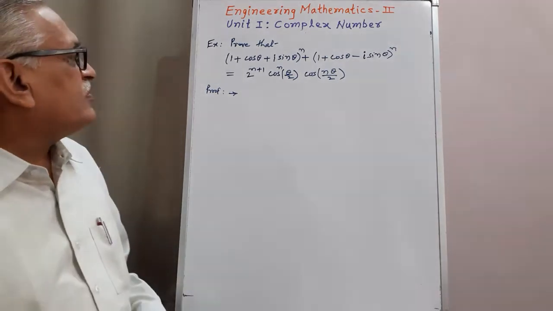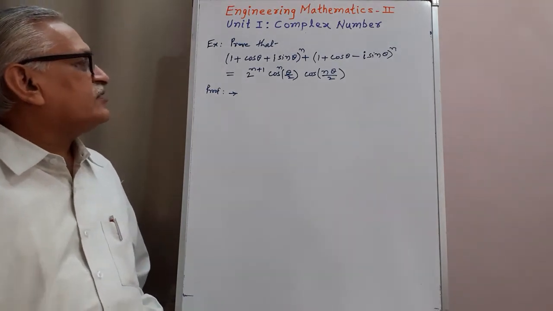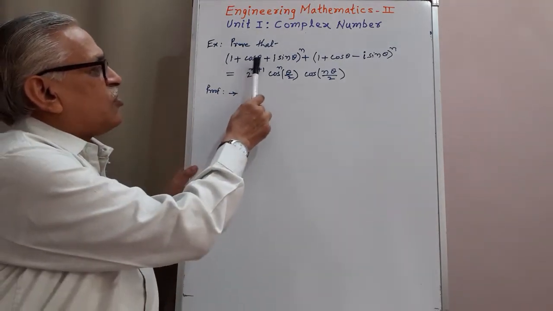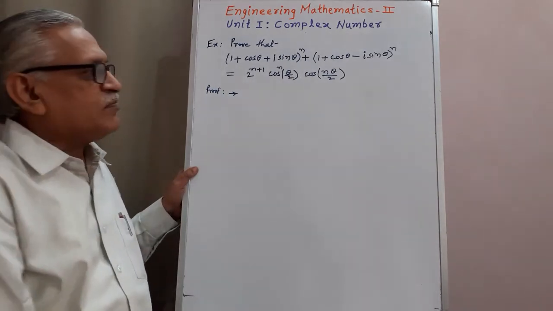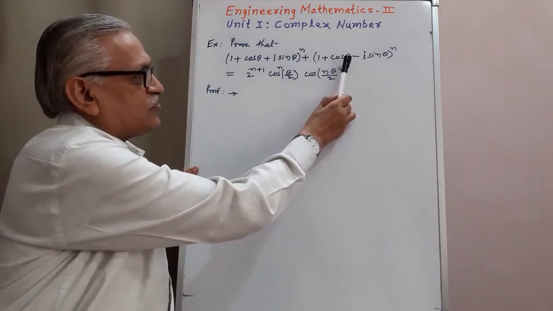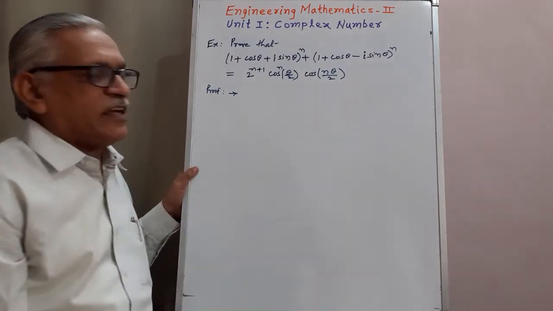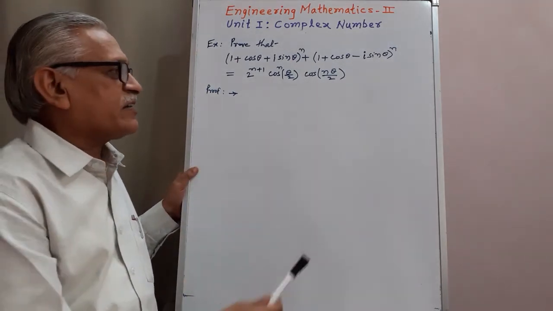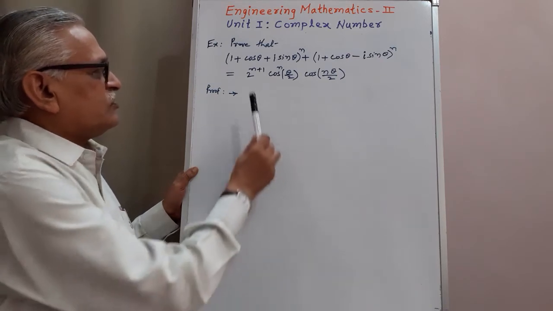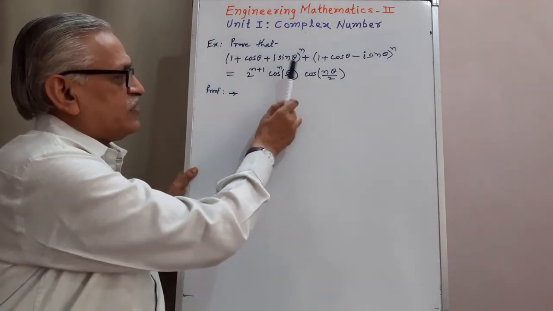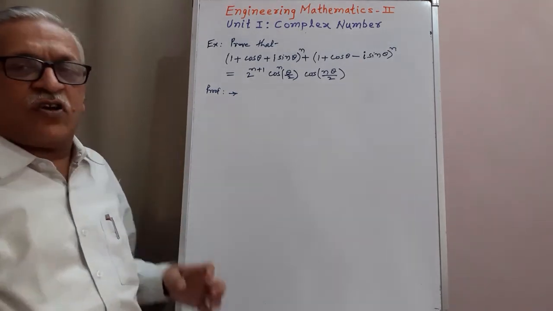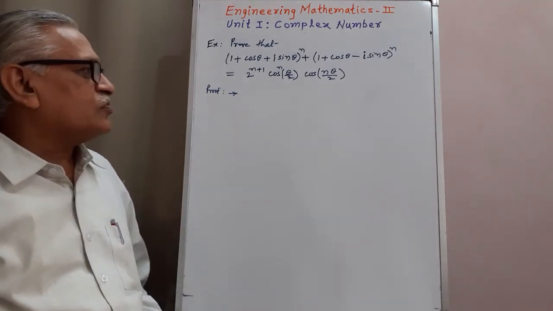Let us see the problem. Prove that (1 + cos θ + i sin θ)^n + (1 + cos θ − i sin θ)^n = 2^(n+1) cos^n(θ/2) cos(nθ/2).